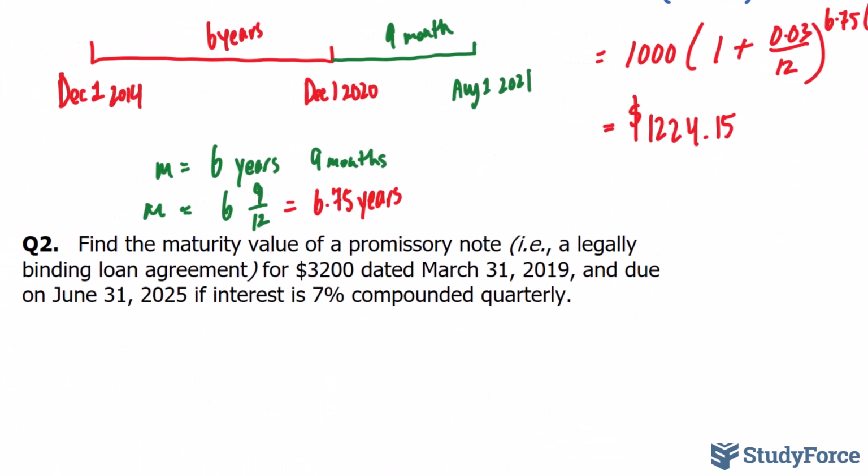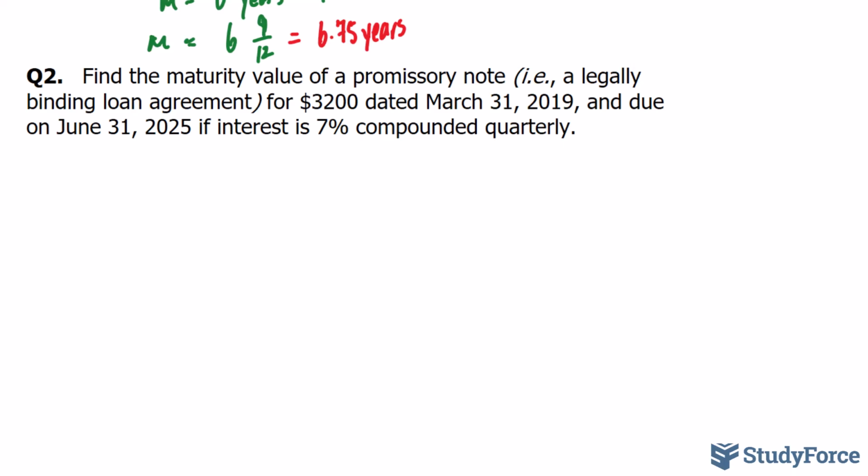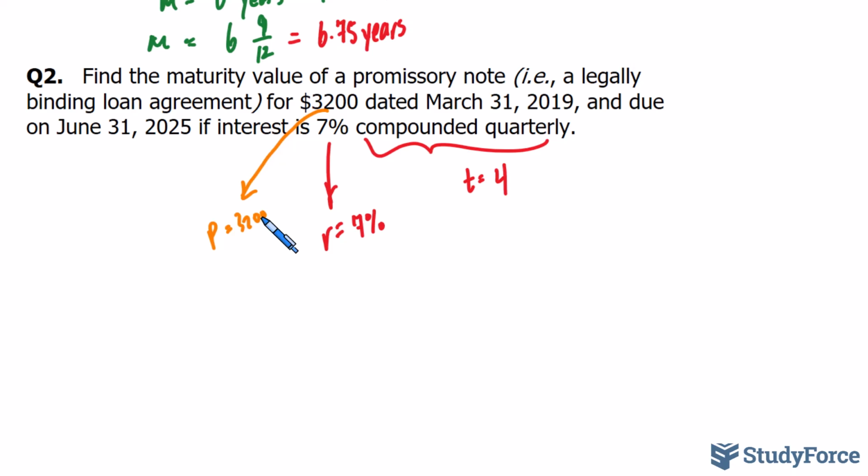Let's do question 2. Find the maturity value of a promissory note, which is a legally binding loan agreement, for $3,200 dated March 31st, 2019 and due June 31st, 2025, if interest is 7% compounded quarterly. So the fact that it's being compounded quarterly means that it's 4 times per year. This is our nominal interest rate, 7%. This happens to be our principal, $3,200, and all we really need is the value of M, the correct value of M.